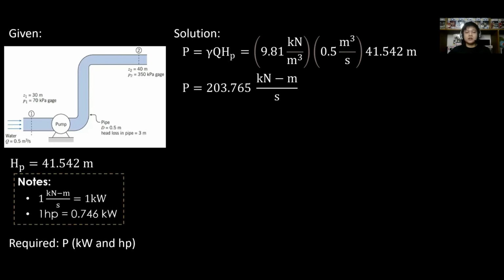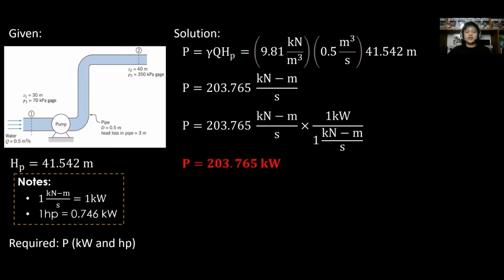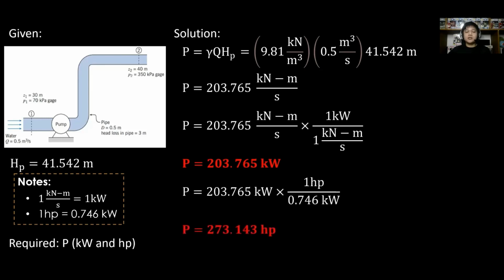For conversions, every 1 kilonewton meter per second is equal to 1 kilowatt, and 1 horsepower is 0.746 kilowatt. Therefore, converting to kilowatts, the power needed is about 203.765 kilowatts. And converting to horsepower, the power needed is about 273.143 horsepower.